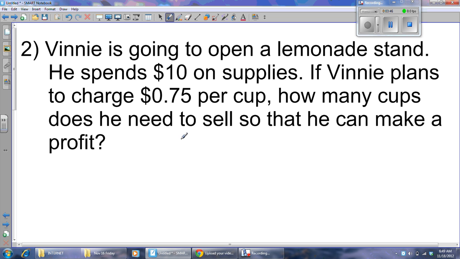A linear equation, remember, we like to write y equals mx plus b, right? And m is the slope or the movement, and b is the y-intercept or the beginning. How much money does Vinny start with? Now, some of you are going to say $10. Actually, it's not. He starts with minus $10. This is the y-intercept, but it's negative. Why is it negative? Because he has to spend his own money to get the business started. So b is going to equal negative 10.